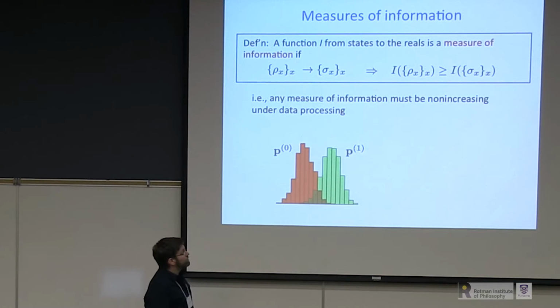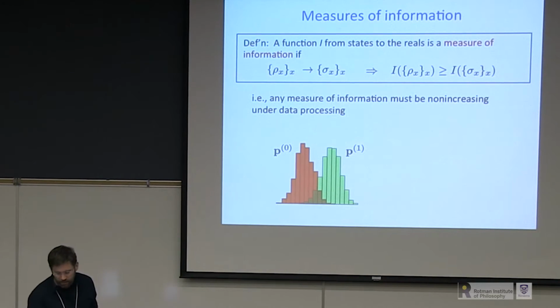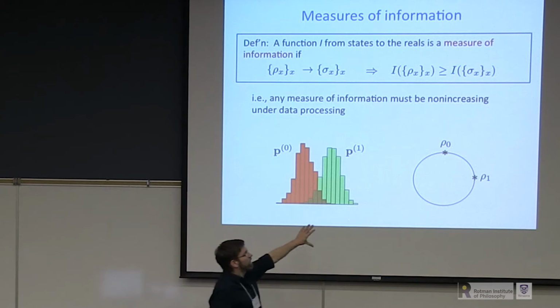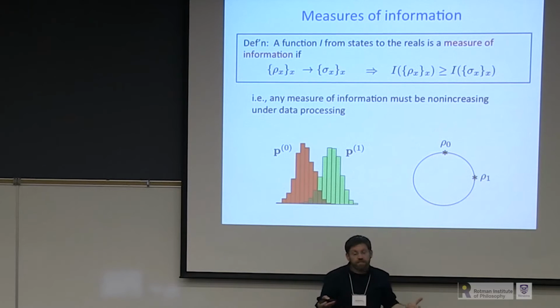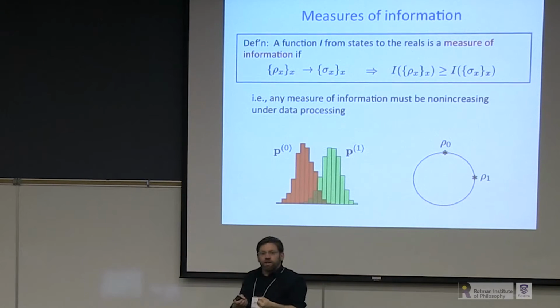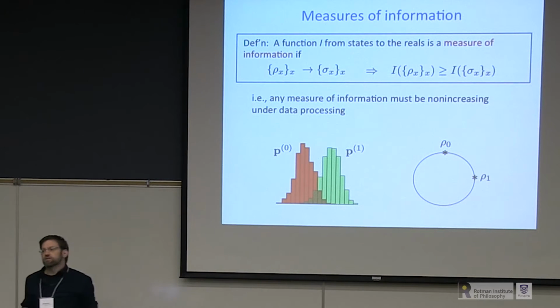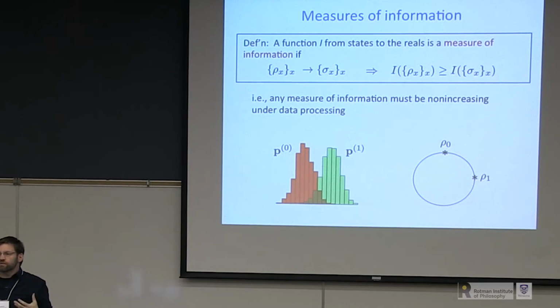And the same thing is true quantum mechanically. If I encode 0 and 1 into non-orthogonal states on the Bloch sphere, for example, processing them might make them even less orthogonal, but it's not going to make them more orthogonal. And so any measure of information should respect that fact. It should be non-increasing under data processing.